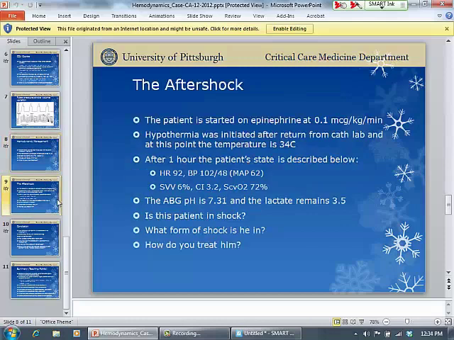So after the initial shot, the patient started epinephrine at 0.1 mics per kilo per minute. At 0.1 mics per kilo per minute, I'm sorry, I don't know your name. Chapin. So at 0.1 mics per kilo per minute, is epinephrine an inotrope, a vasopressor, or both? Actually, I don't know the answer to that. Anyone?